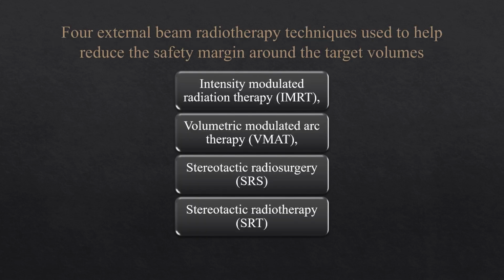Okay, here are other questions for week 14 reviews. External beam radiotherapy techniques used to help reduce the safety margin around the target volumes are IMRT, which is intensity modulated radiation therapy, VMAT, which is volumetric modulated arc therapy, SRS, which is stereotactic radiosurgery, and SRT, which is stereotactic radiotherapy.